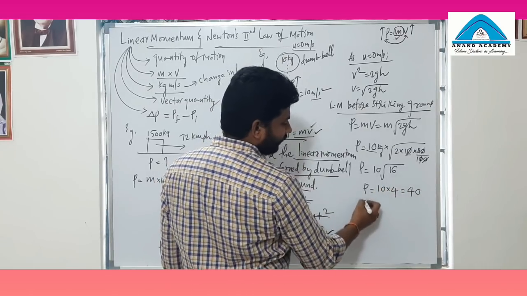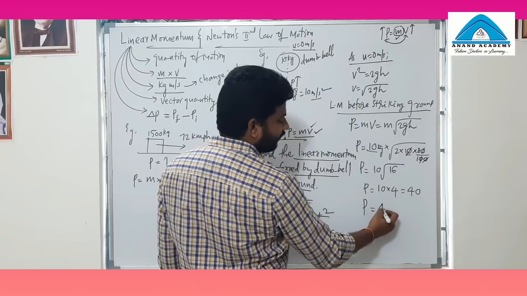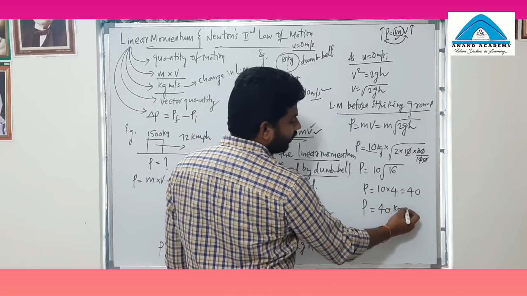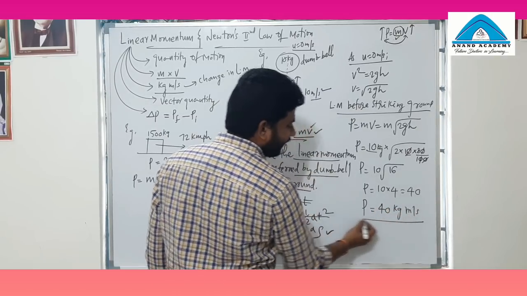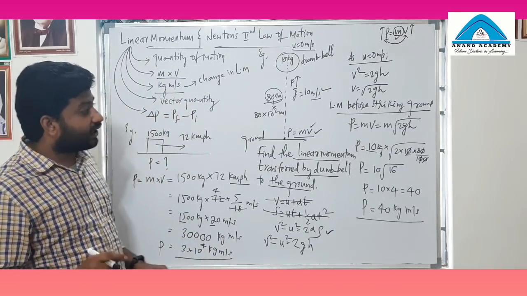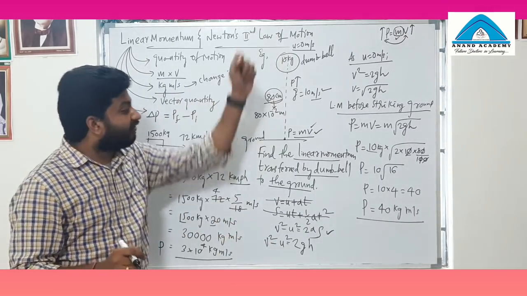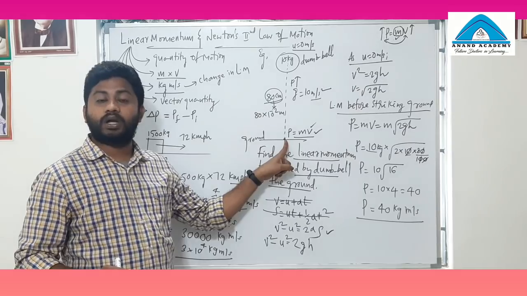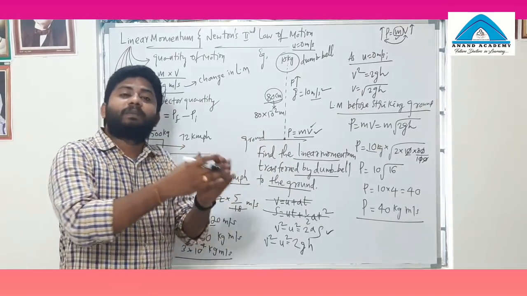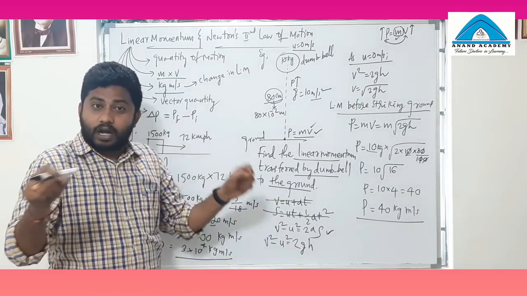And what is the SI unit of linear momentum? SI unit of linear momentum is 40 kg meters per second. That's it. So this is the linear momentum of a body before striking the ground. And this much amount will be transferred to the ground.